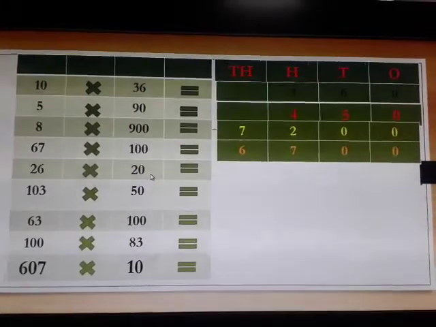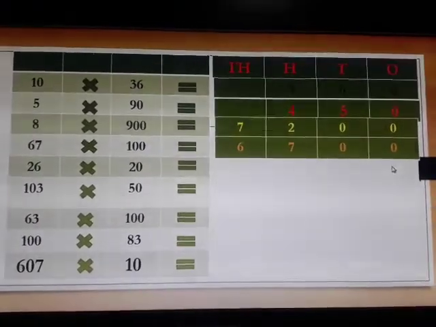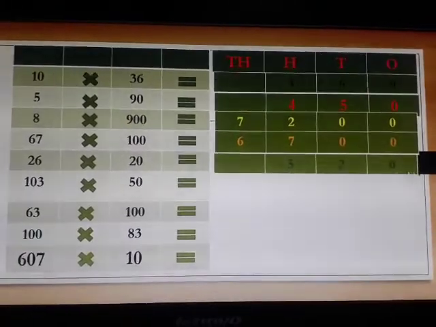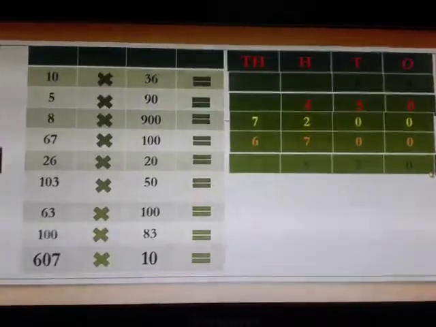How you can do this? This 0 you can write at ones place, and 26 2s are 52. So 520 will be your answer. Okay.